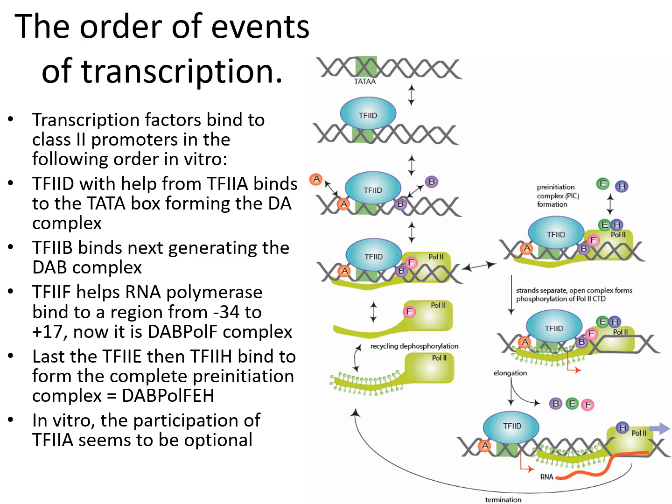Finally, TFIIE and TFIIH bind to RNA polymerase II to form the complete pre-initiation complex. To start transcription, RNA polymerase II is phosphorylated in the C-terminal domain, and then the DNA is separated, and they start the transcription.